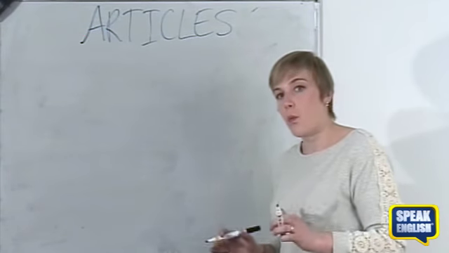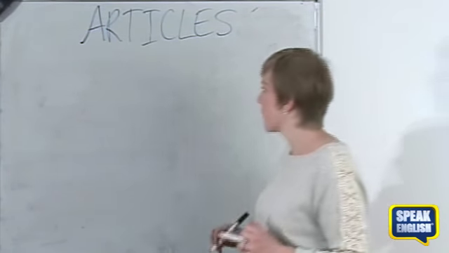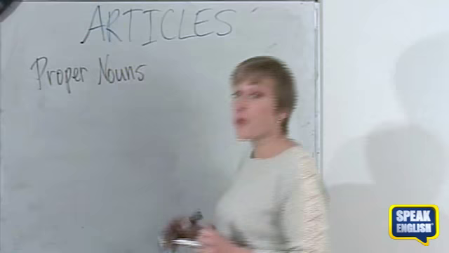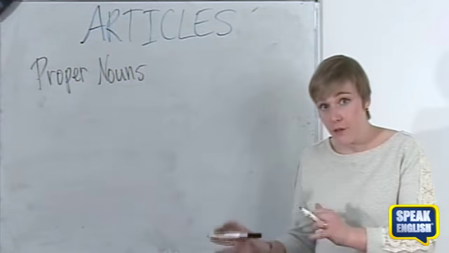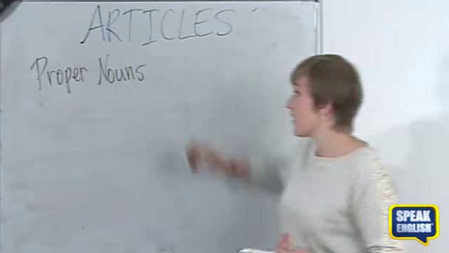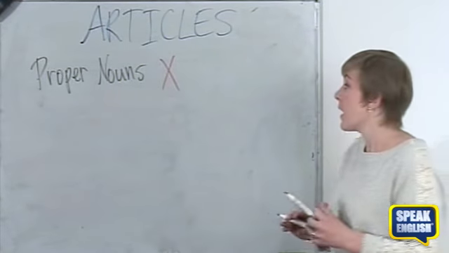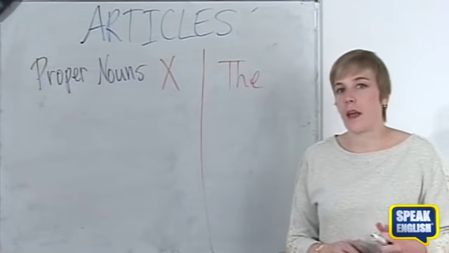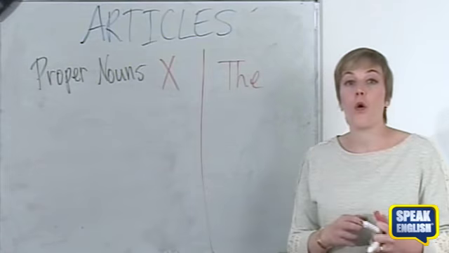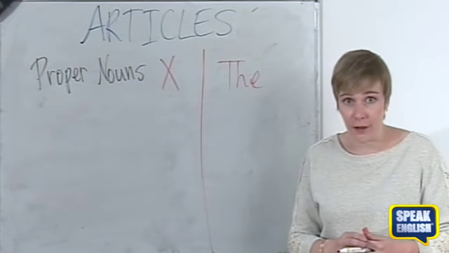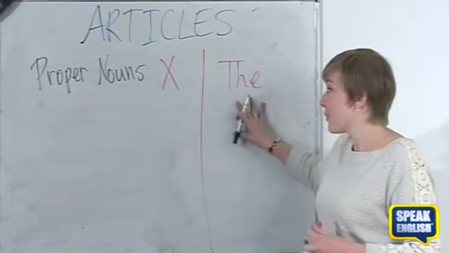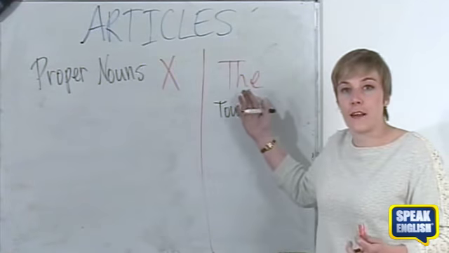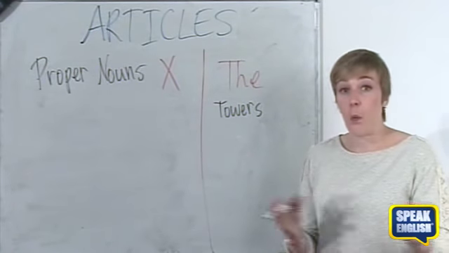Finally, let's talk about one more type of rule. Proper nouns. So we have 2 different kinds of proper nouns. Proper nouns that don't use an article and proper nouns that use the. For example, do we say, I'm going to Galata Tower or I'm going to the Galata Tower? We use it with the. So for towers, we always use the. The Eiffel Tower, the Galata Tower. Why?